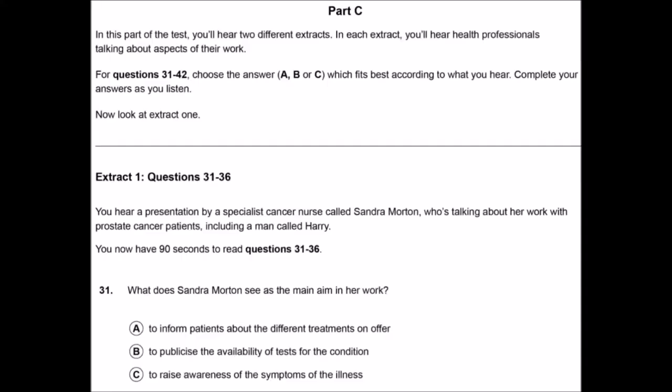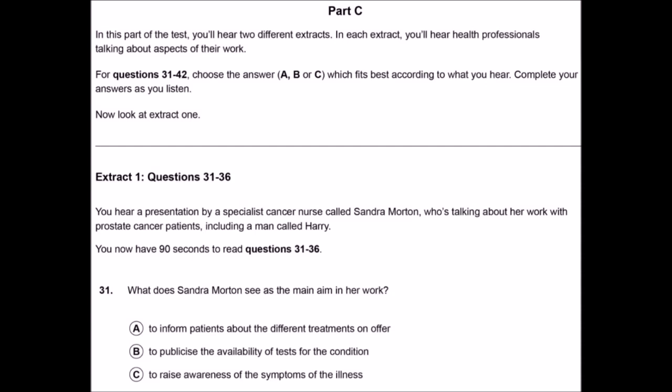Part C. In this part of the test, you'll hear two different extracts. In each extract, you'll hear health professionals talking about aspects of their work. For questions 31 to 42, choose the answer A, B, or C, which fits best according to what you hear. Complete your answers as you listen.